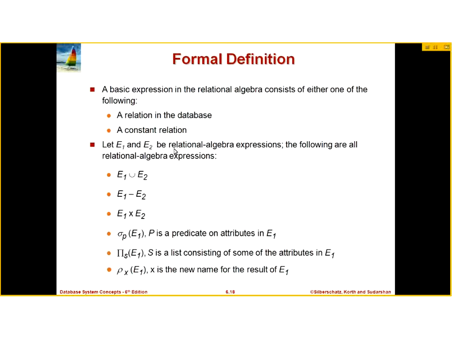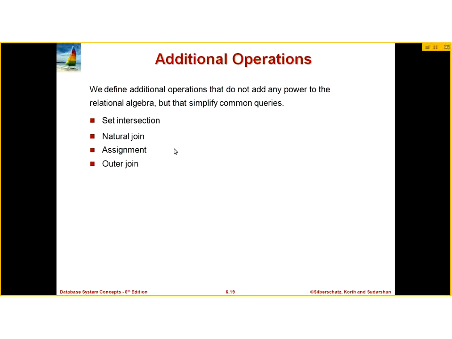A basic expression in the relational algebra consists of either one of the following: a relation in the database, or a constant relation. Let E1 and E2 be relational algebra expressions. The following are all relational algebra expressions. Like you can make a union, you can form a difference, even if E1 and E2 are individually expressions, so you can write them in this way. So there is no limitation on how much nesting you can perform. You just need to understand it well, and whenever you are trying to resolve it, you try to resolve it from the innermost level.